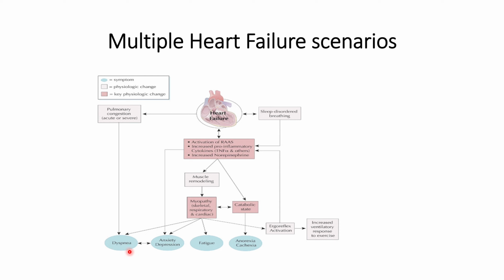And the different kinds of symptoms that we observe: the first one is dyspnea. Dyspnea happens because of shortness of breath, and this mainly occurs in patients that are in an advanced stage of heart failure. Shortness of breath can also occur because of pulmonary congestion, and this can be acute. Pulmonary congestion can be of low degree or of higher degree.